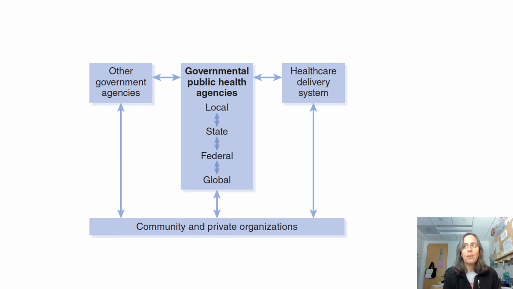So that's an example. Housing authorities that provide low-income housing for people, or nutrition programs, schools, educational institutions are all going to be involved in this as well. And then finally, down at the bottom, we've got community and private organizations. And those are those non-governmental organizations that we're going to also touch upon today.